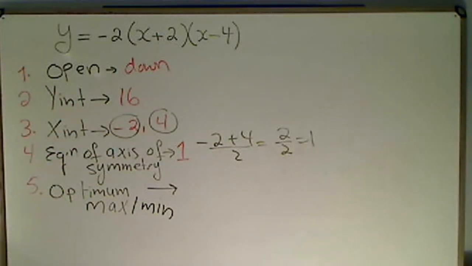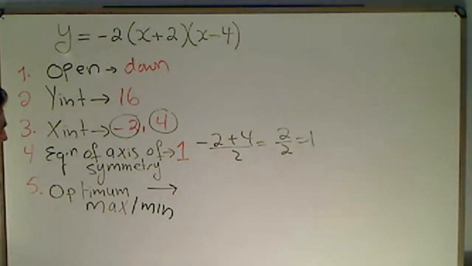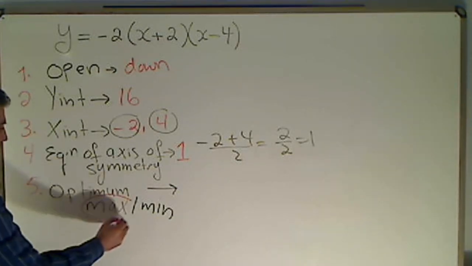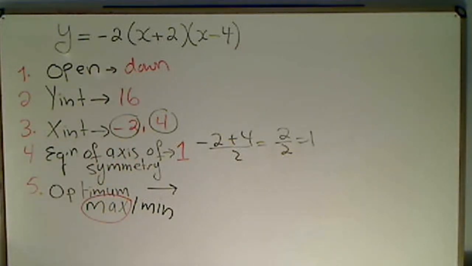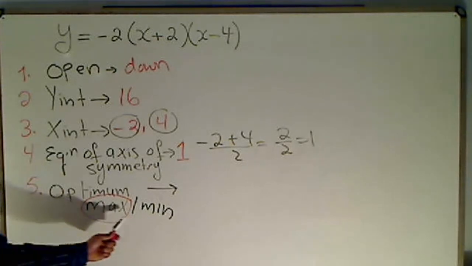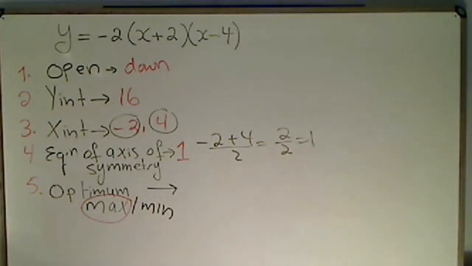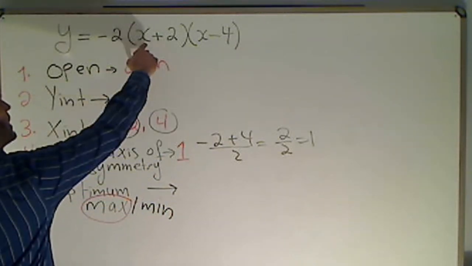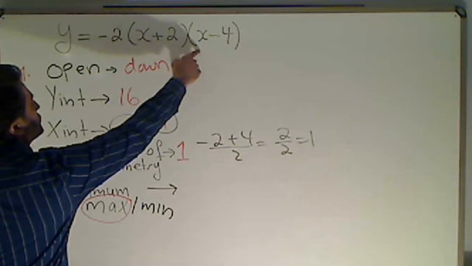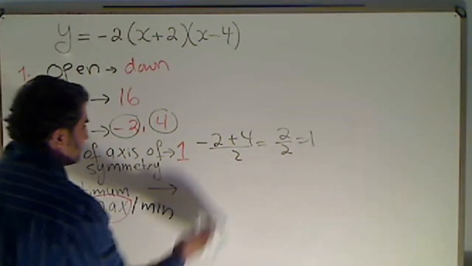How do we determine your optimum value? Your max or min value? In this case, it's maximum because it's opening downward. If it were to open up, then it would be minimum. But in this case, it's maximum. How do we determine our max value? By taking the value of the axis of symmetry and substituting it back into the original equation for x to find the y-coordinate of the vertex. So let's do that.